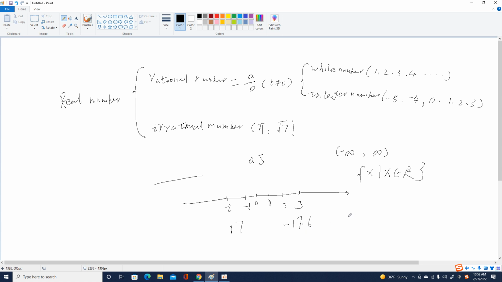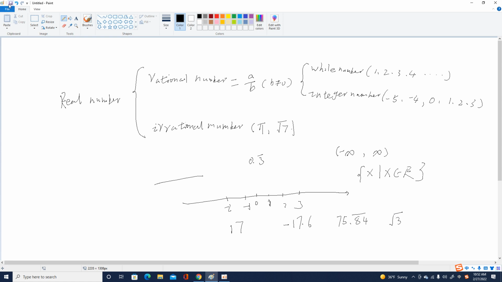And this one, for example, 17.5848 with the digits repeating. This is also a real number, and in addition, this one is a rational number. For example, the square root of 3. This is an irrational number because this number cannot be expressed in the a divided by b format. This is an irrational number.